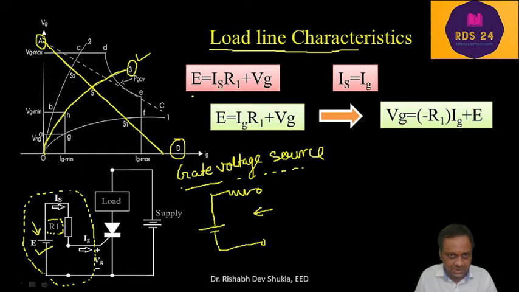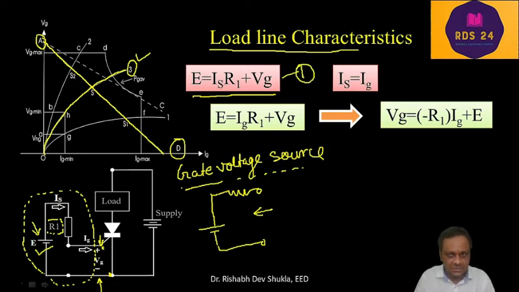So here we have written E is equal to the source current Is multiplied by the internal resistance of that source, or series resistance in that circuit, plus Vg. Vg is the voltage between the gate and cathode terminals. This is the gate terminal, this is the cathode terminal. So Vg is the voltage between these two terminals. So it is written over here: E is equal to Is multiplied by R1 plus Vg. This is your equation 1.